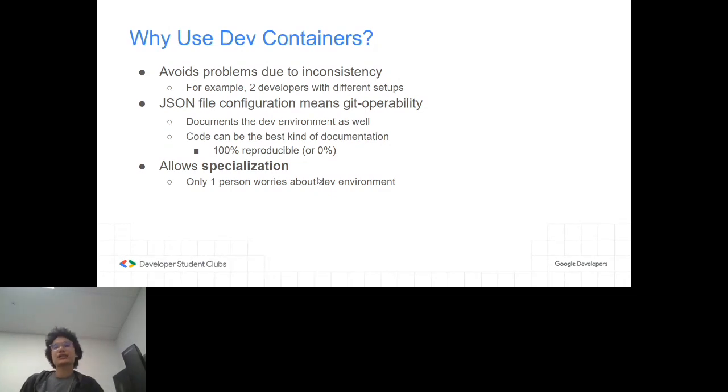And lastly, dev containers allow for specialization. So last term on my projects, I was the person who worried about the dev environments. So I configured the dev containers. Obviously, dev containers aren't perfect. There's a lot of problems with it. But once I got it working, I could just send that out to my team members, and they could test it. And not only that, they could work on Java projects or Python projects, and they didn't need to even worry about installing Java or Python or anything like that. And the last note I put here is that the JSON file is a great source of documentation.